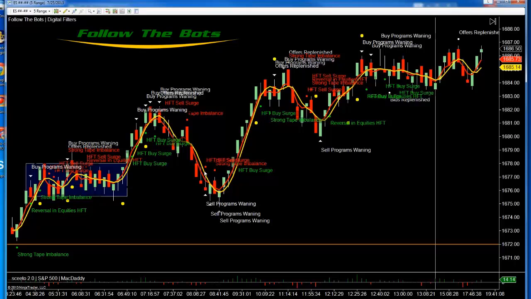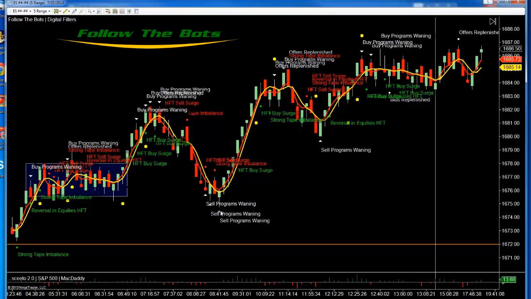You have a bar here where you have a high frequency trading sell surge and the sell programs waned. And then you had another strong tape imbalance and the sell program waning as it ticked down to the low tick. So what sell programs waning means is that the downward price movement is not being supported by enough selling order flow to warrant this kind of price move.